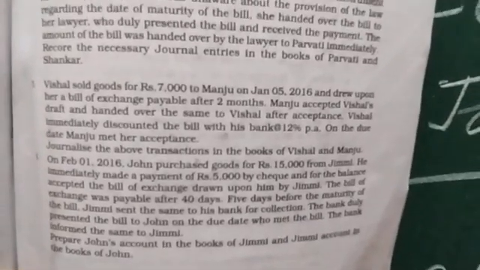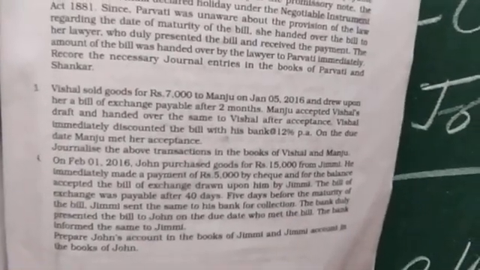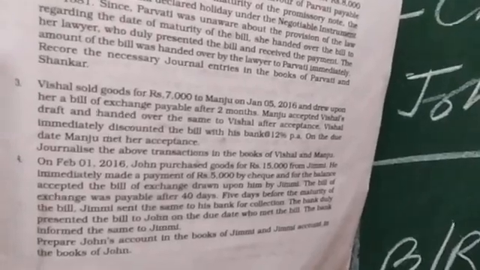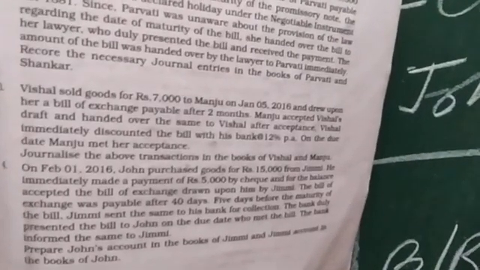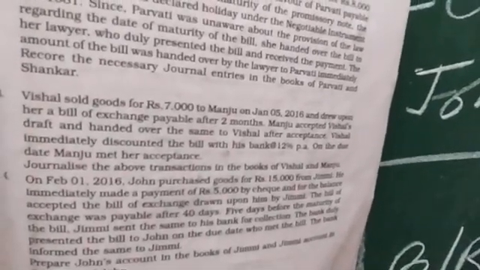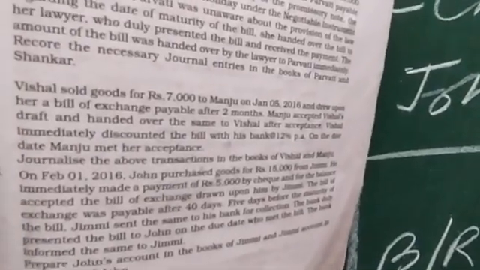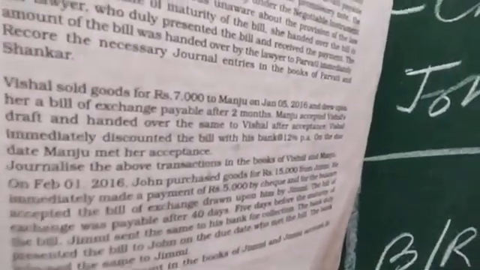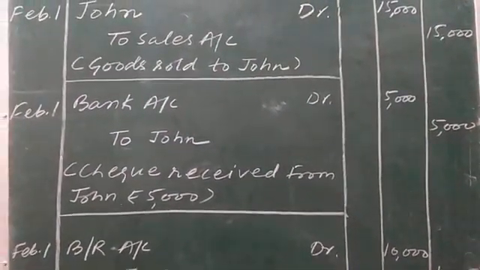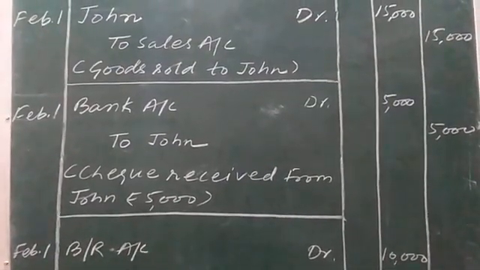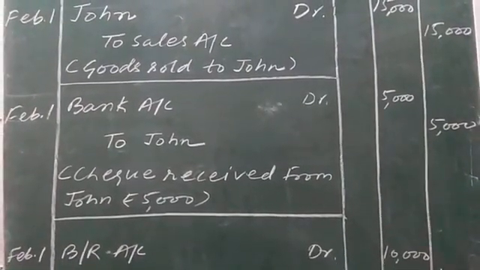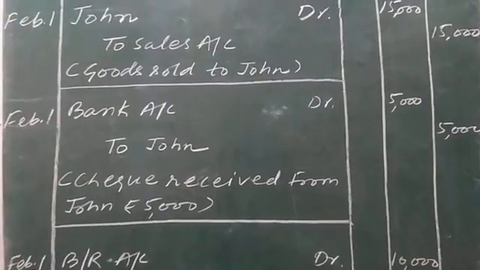When Jimmy receives the payment, in such a case, the bank account will be debited because he is receiving the payment through check from John. John, the debtor, will decrease by the given amount, that is 5,000. One asset is increasing by the name of bank and another asset is decreasing by the name of John, the debtor. Following the rules of debit and credit, bank will be debited and John will be credited.